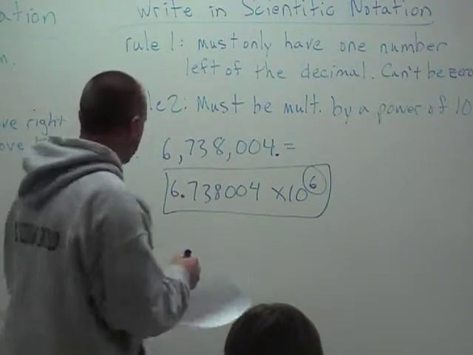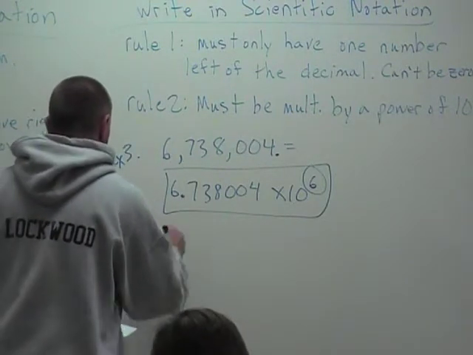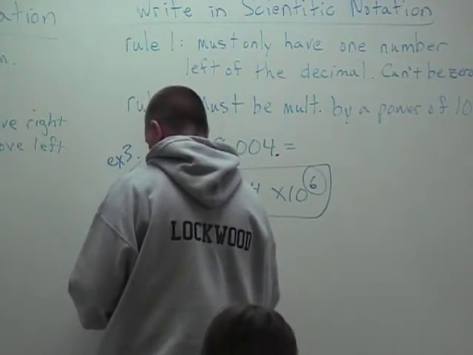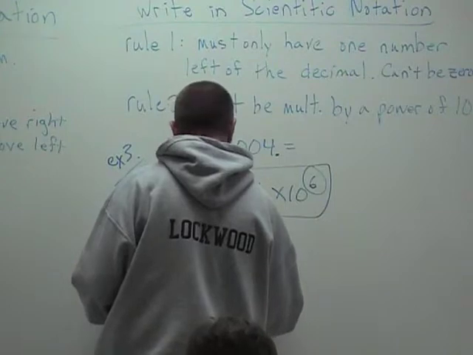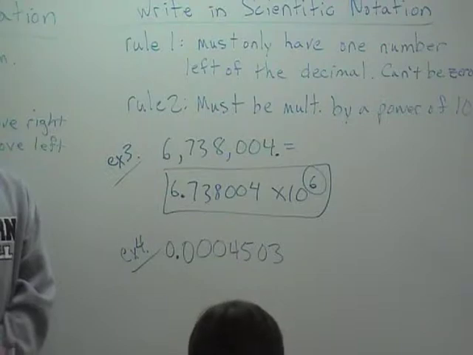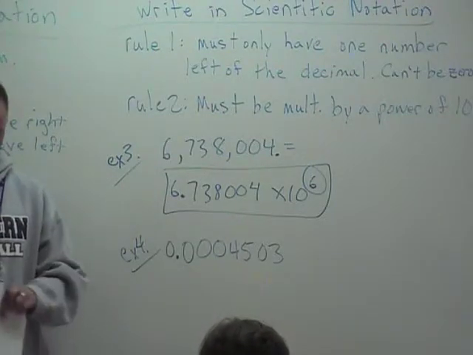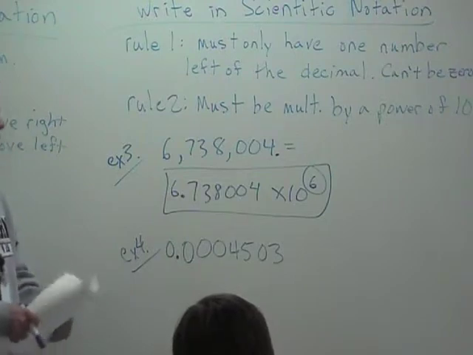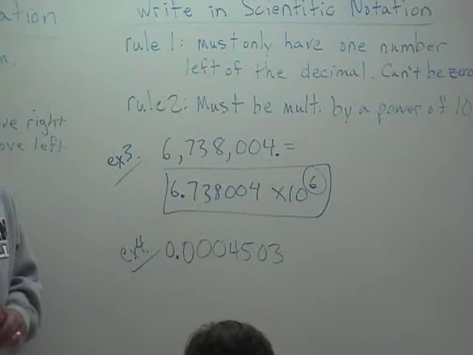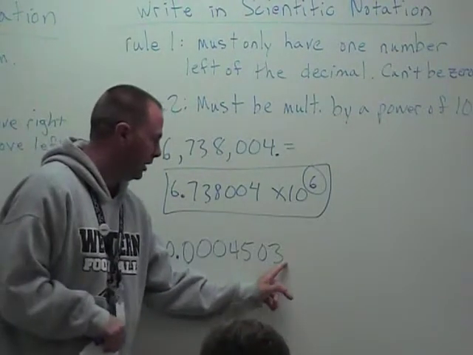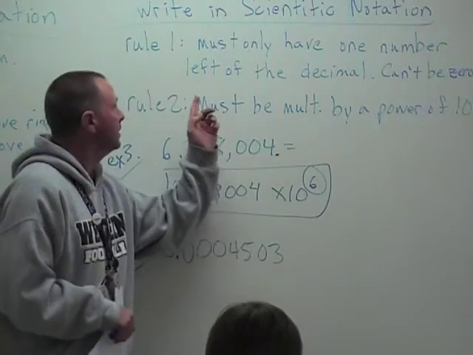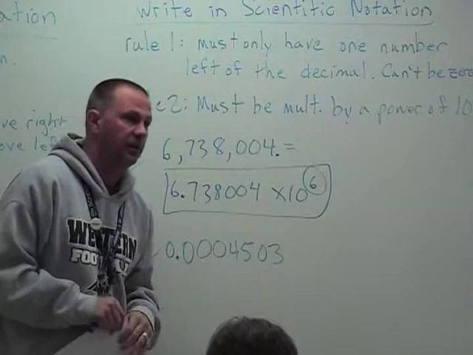Let's do another one. Okay, example 4. 0.304503. Obviously, this will go the other direction. So, Bethany, is the decimal in the correct position? No. Where should it be? Okay, if you put it here, this number will be 4,503, right? Yeah. What's rule number 1 say?